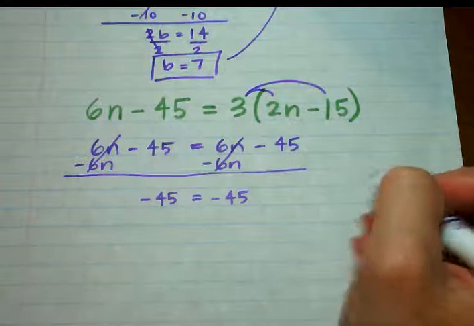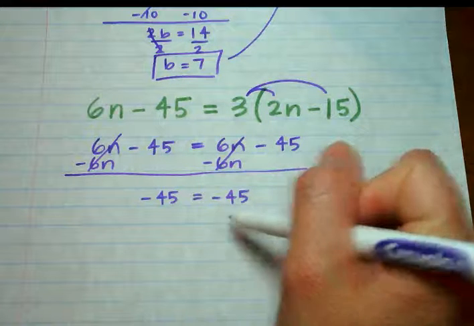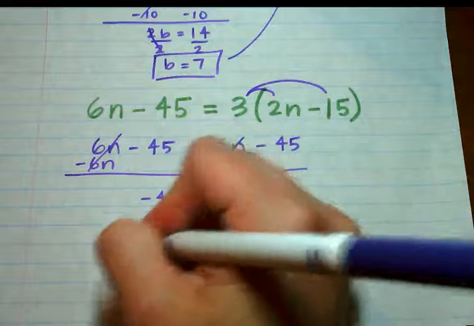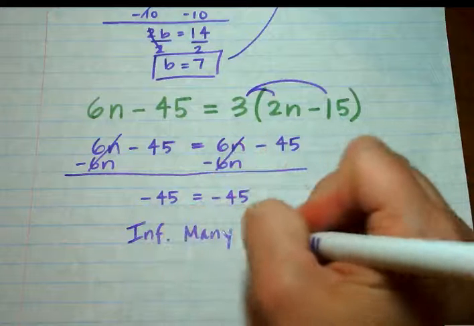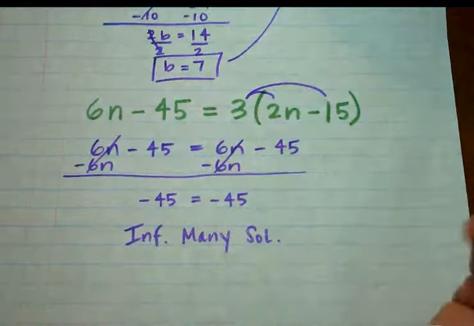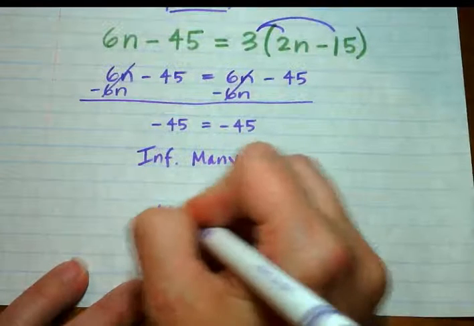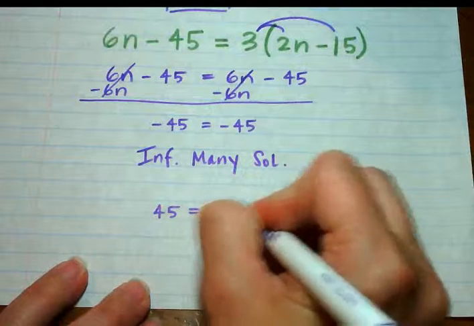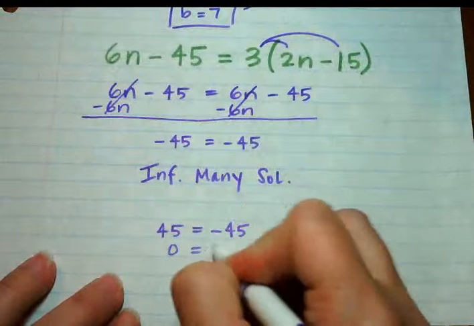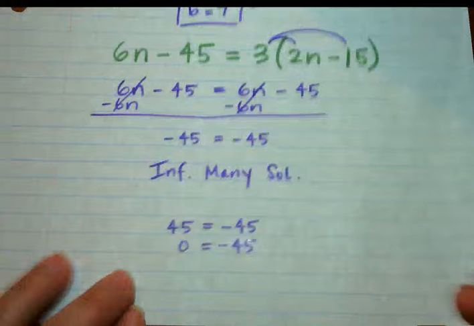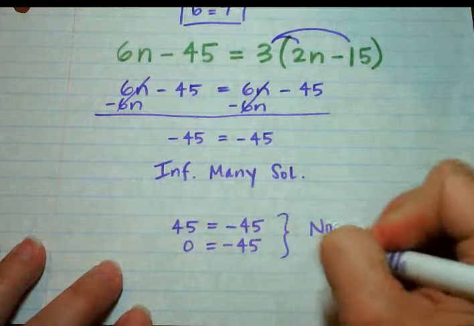So when you get to this part, what you want to do is take a look and decide if this is true. And if this is true, your answer is infinitely many solutions. If you ended up with something that was not true, for example, let's say we ended up with 45 equals negative 45. Well, that's not true. If we ended up with 0 equals negative 45, we know that's not true. In these situations, we would have no solution.